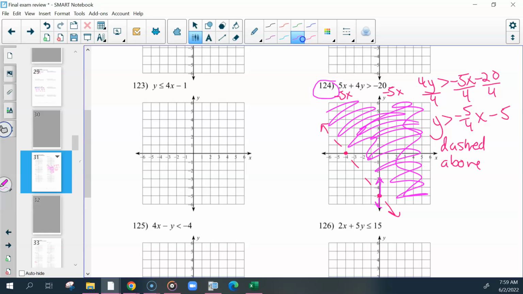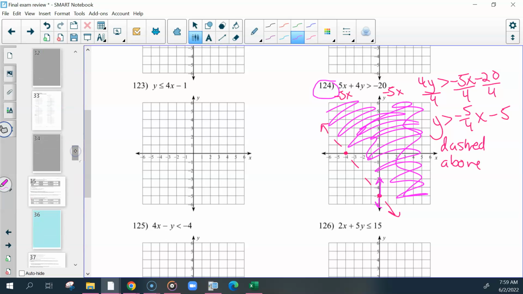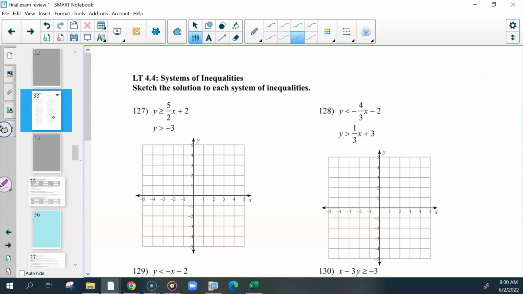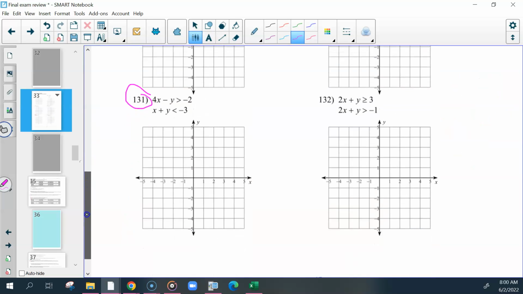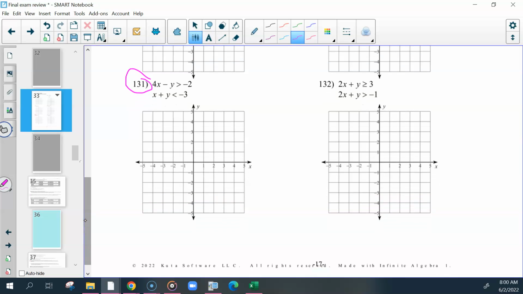Are there any others on this page we want to see or go over? On the next page, these are your systems of inequalities. We're going to do 131.